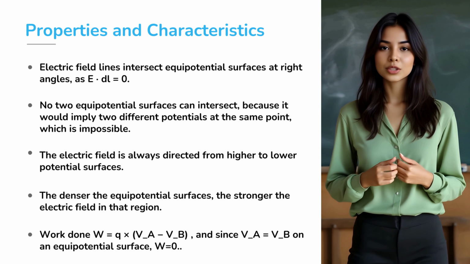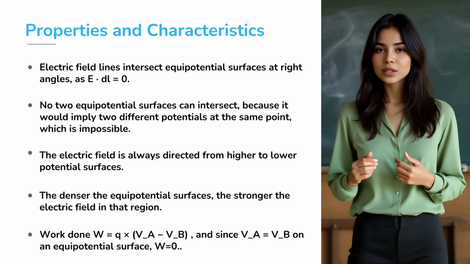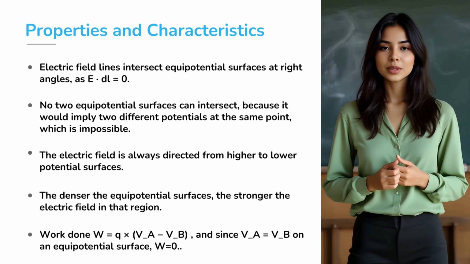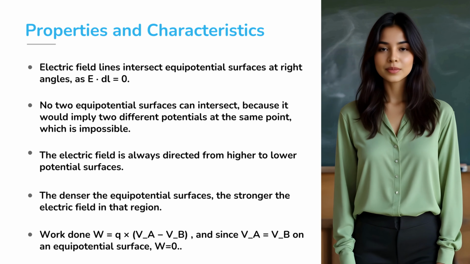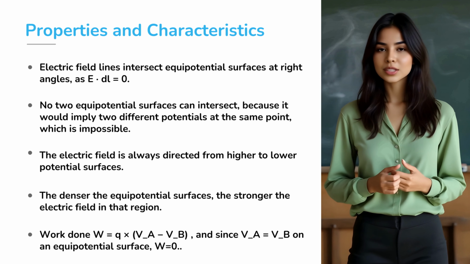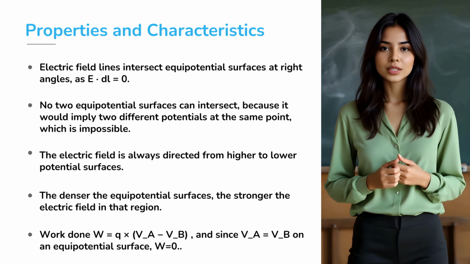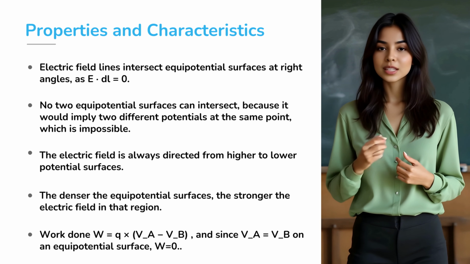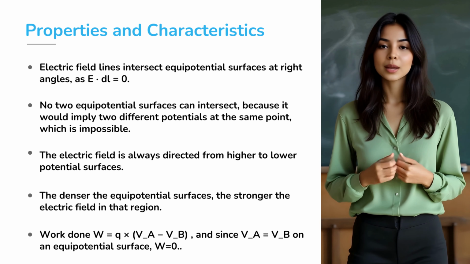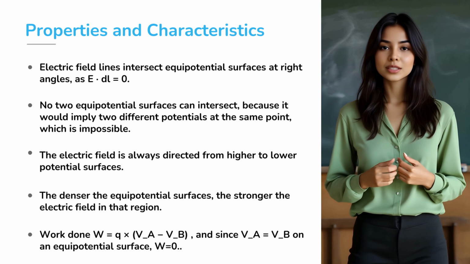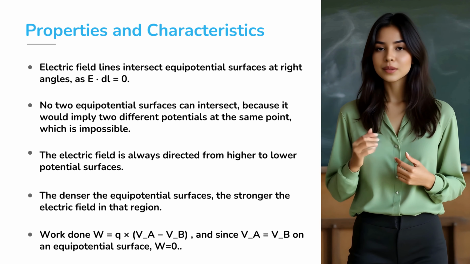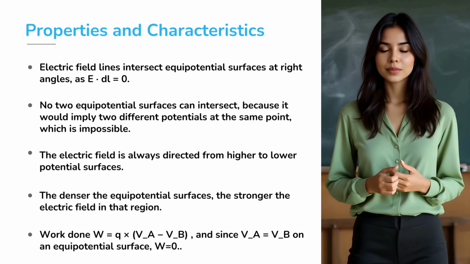Remember, the electric field always points from higher to lower potential, and the steepest descent happens perpendicularly to equipotentials. We also know that the work done in moving a charge from point A to point B is W equal to Q multiplied by (VA minus VB). But on an equipotential surface, VA equals VB, so work done is 0.